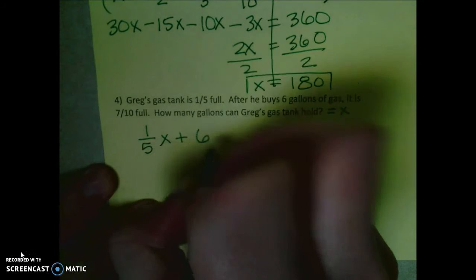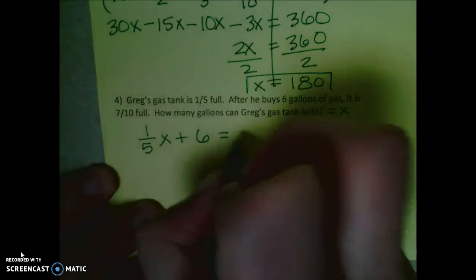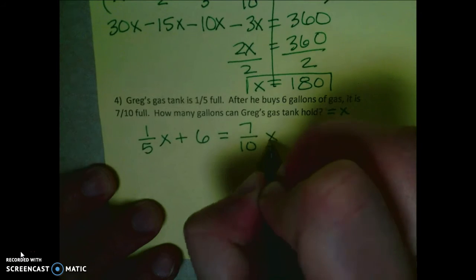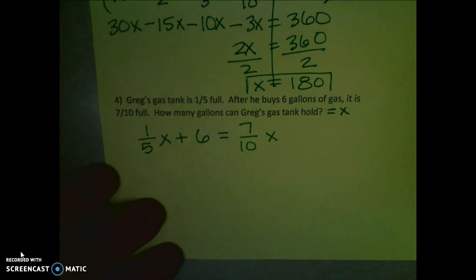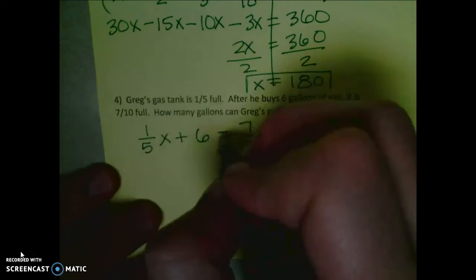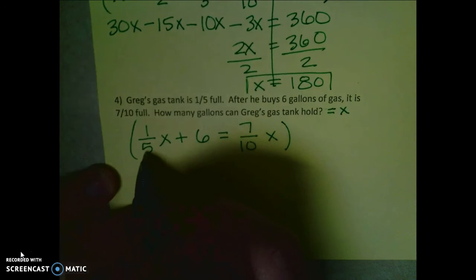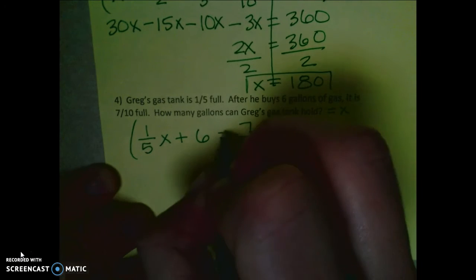Then he bought 6 gallons, so plus 6. And now it's 7/10 full. So again, we have to say 7/10 X because we don't know what the total amount is if it was full. So now we're going to do a common denominator for 5 and 10, which would be 10.